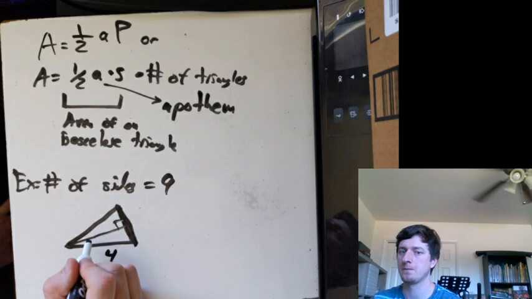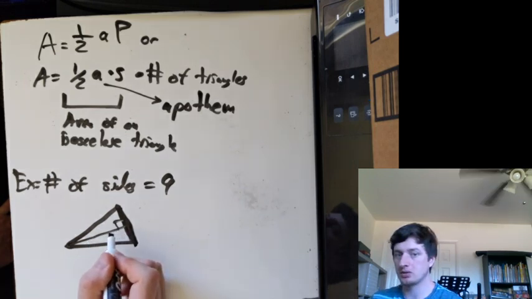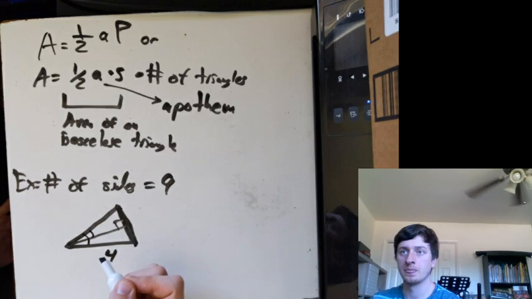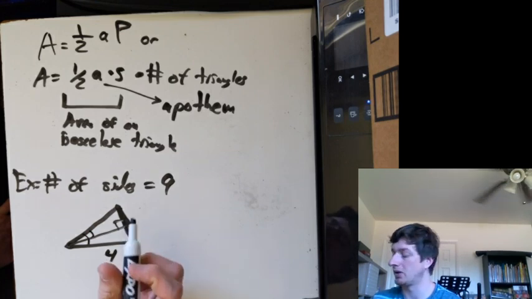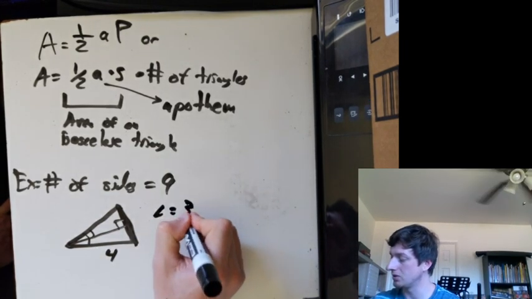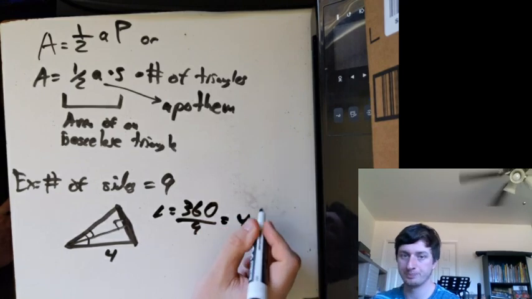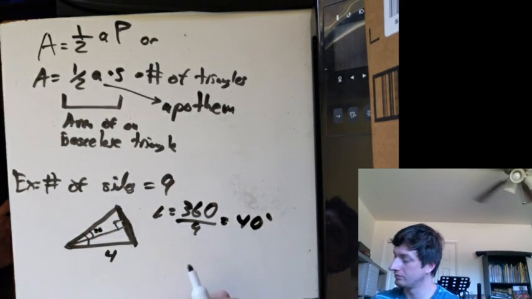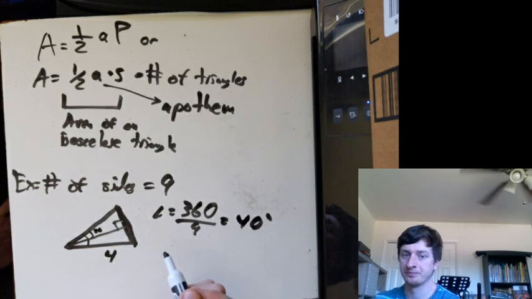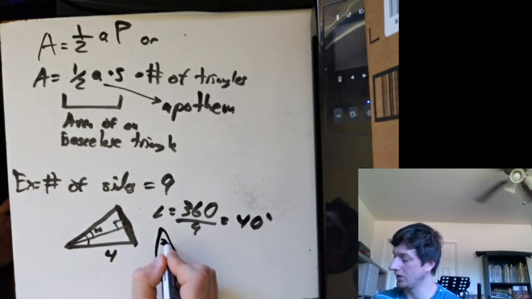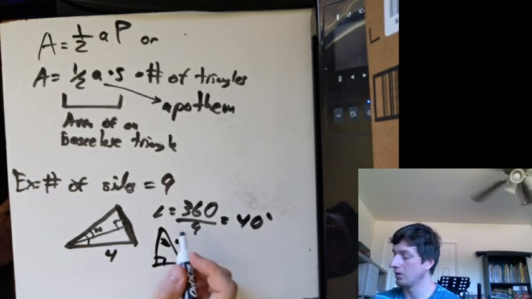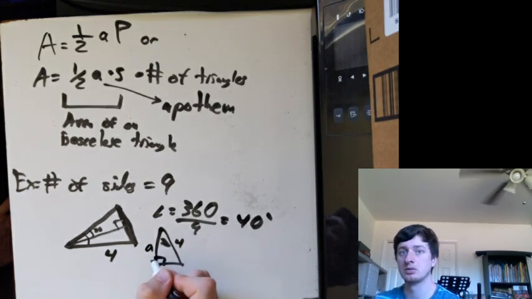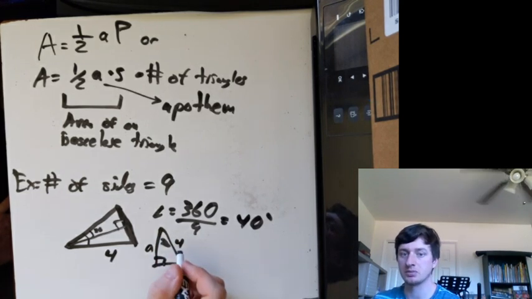Sine, cosine, tangent. To do that, we need to figure out what this angle is, and even this angle. That angle is going to be 360 divided by the number of sides. So the angle here is 360 over 9, which is 40 degrees. So this then is 20 degrees. That's half. The hypotenuse is 4, and we want to find both the apothem, this leg of the right triangle, and the base. That's going to be a side.